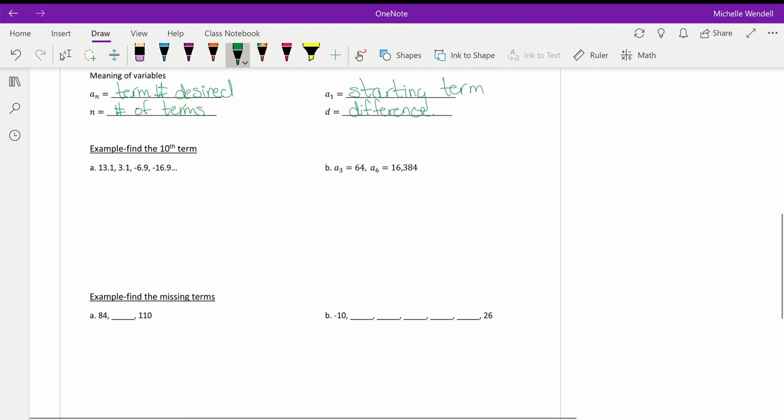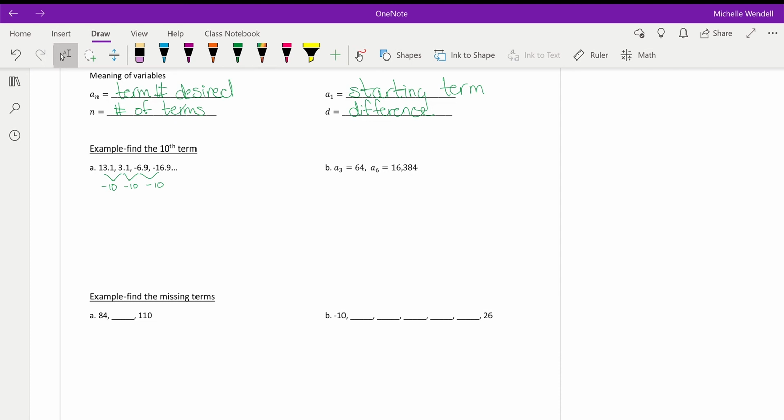Alright, so in our next examples, we have to find the 10th term. In this first one, the first thing you want to do is find the difference, because I'm going to use my explicit or my recursive formula, whichever one I want, but in order to do that, I always need to know the difference. So the difference between all of these terms is negative 10. Plus or minus is very important in this case because I need to know if I'm subtracting or adding to get to the next term.